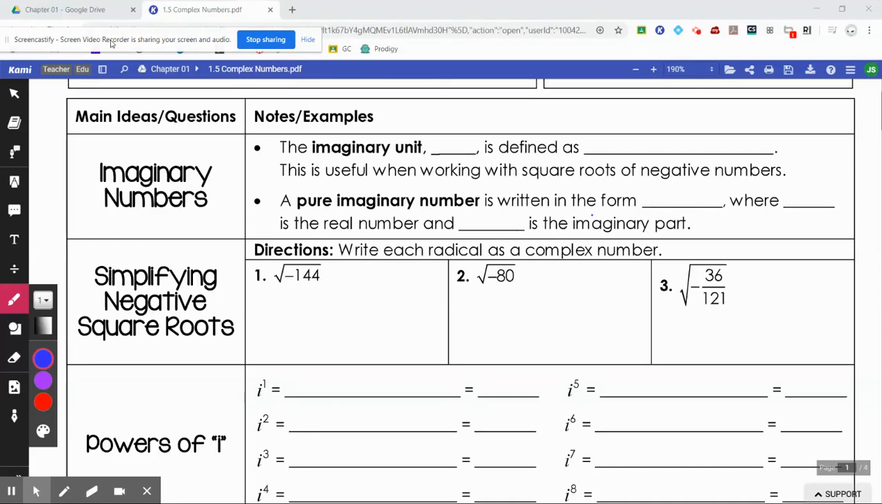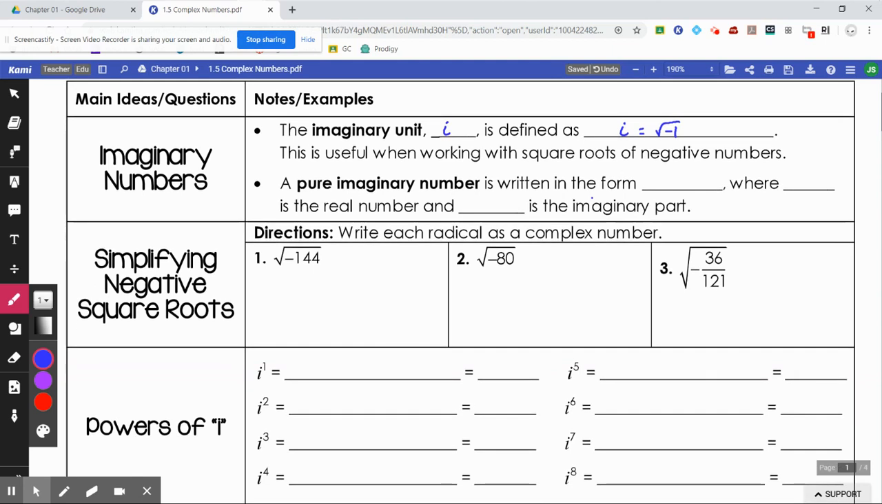In this video, we're going to be talking about imaginary numbers, and this is a completely different family of numbers. The imaginary unit, which is i, is defined as i equals the square root of -1, and that's the most basic unit in this family. This is useful when working with square roots of negative numbers, which we ran into before and said we can't do, because we can't obtain a real number. However, they are imaginary numbers.